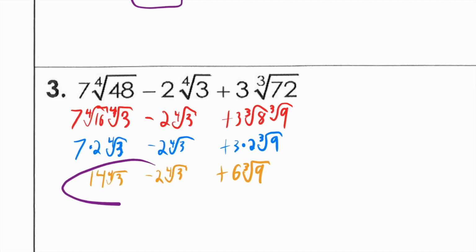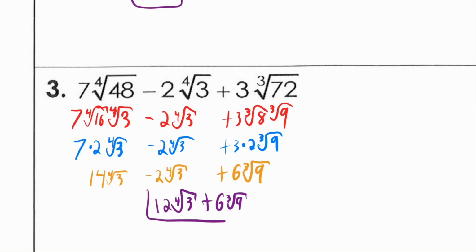And so we can combine these two, because they're both fourth roots of 3. So we get 12 times the fourth root of 3 plus 6 times the cube root of 9. And we just leave that as our answer. Combine what you can, just continue to write what you can't.